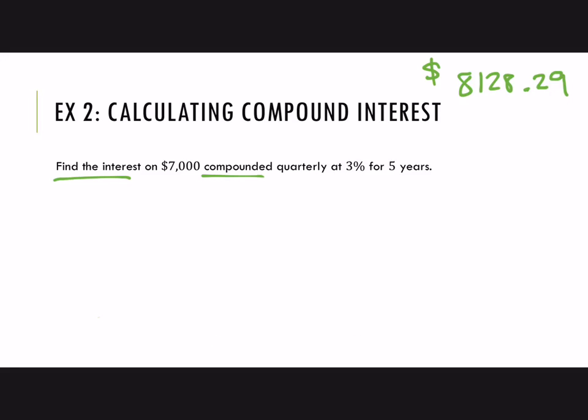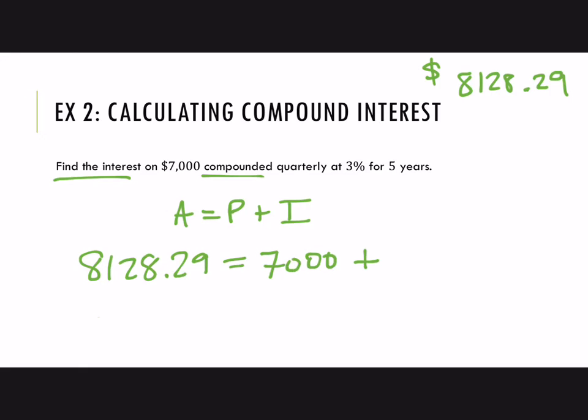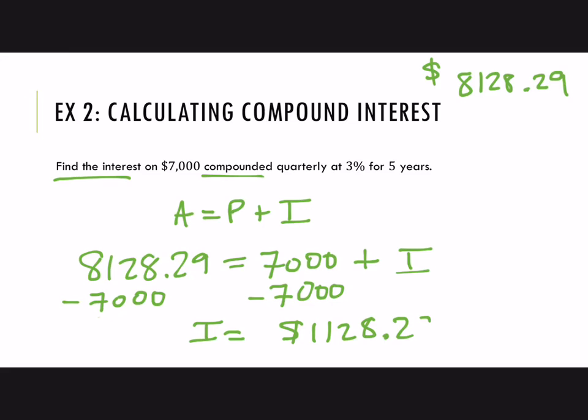All right, A equals P plus I. So I know that the $8,128.29 value is a combination of the $7,000 principal and then some amount of interest. If I subtract 7,000 from that amount, whatever's left would be the amount that is interest. So interest is $1,128.29. All right, and that's how you use the compound interest formula.